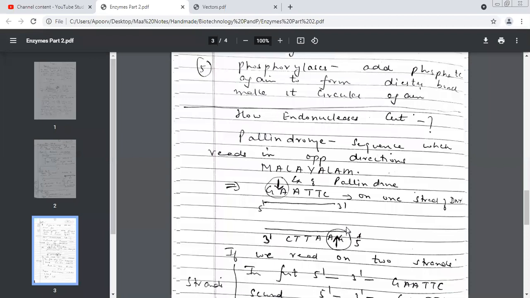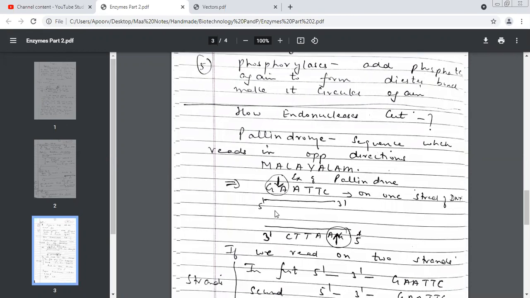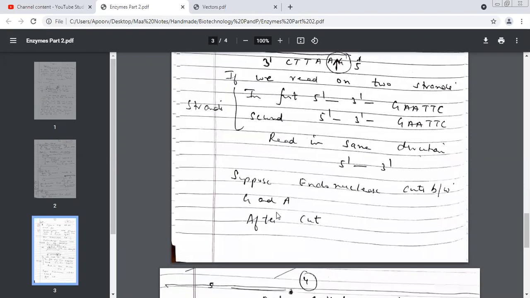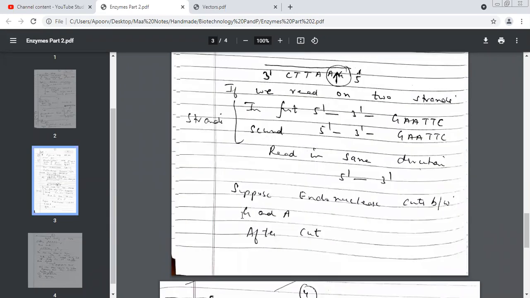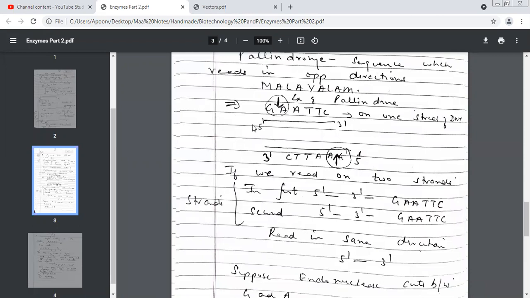Now I was just telling you about how endonucleases cut. Here the endonuclease has cut between G and A, so this small G got separated. One more thing I would like to show you. See this, now the G is cut, so this is a separate strand of DNA. Beta, look at this carefully. The G was cut from here.